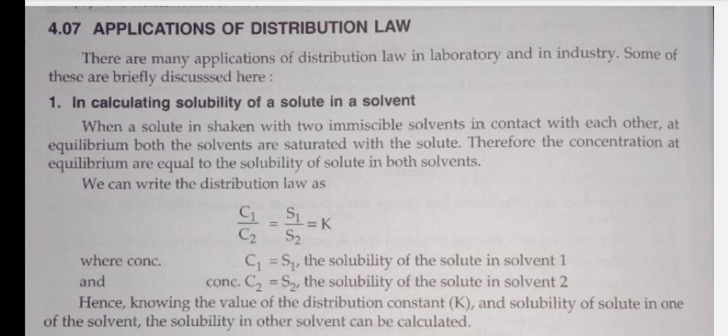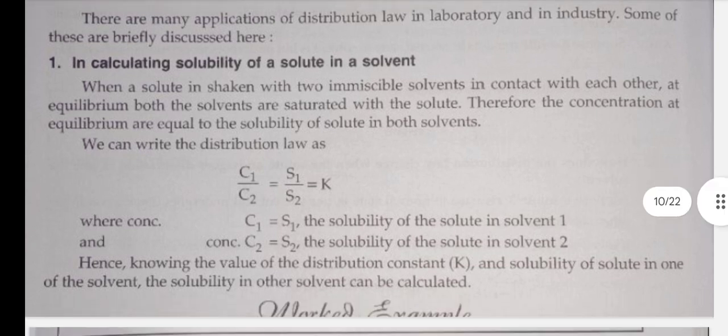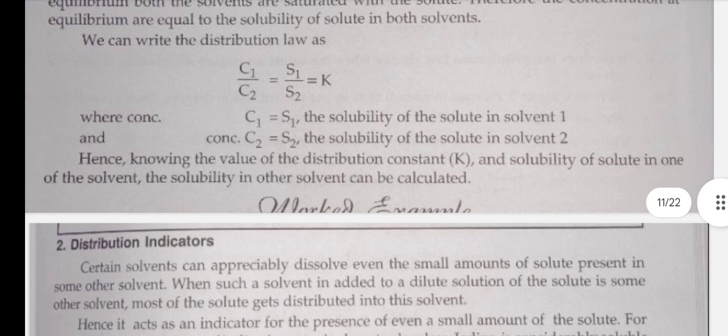In calculating solubility of a solute in a solvent: when a solute is shaken with two immiscible solvents in contact with each other, at equilibrium both the solvents are saturated with the solute. Therefore, the concentrations at equilibrium are equal to the solubility of solute in both solvents. We can write the distribution law as C1 upon C2 is equal to S1 upon S2 is equal to K. C1 is equal to S1, the solubility of the solute in solvent 1. Concentration C2 is equal to S2, the solubility of the solute in solvent 2. Hence, knowing the value of the distribution constant and solubility of the solute in one of the solvents, the solubility in the other solvent can be calculated.